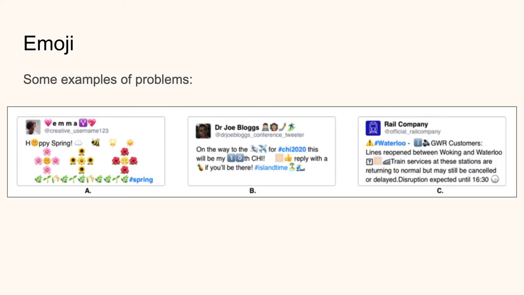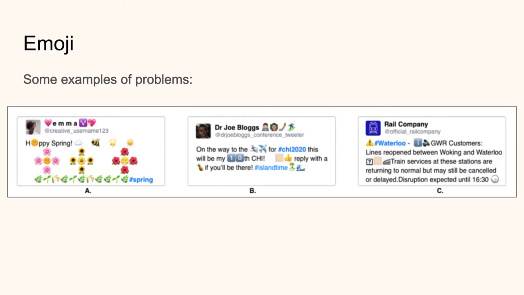They've put "happy spring," but it's H, some kind of space, PPY, spring. And then they've used emojis in a certain order to create a visual representation. But if I'm just reading those out left to right, that makes no sense. So someone who has no sight or is unable to interpret that visually is going to miss the meaning of what that is about.